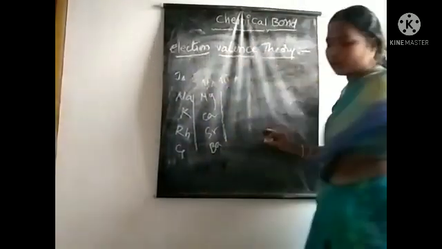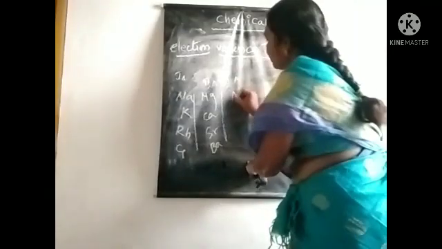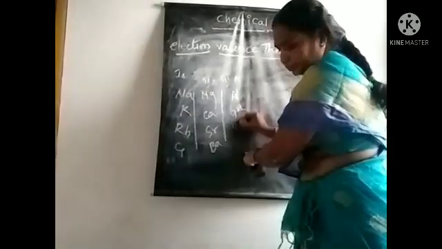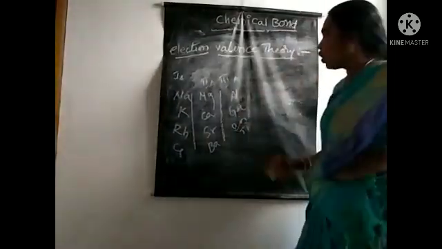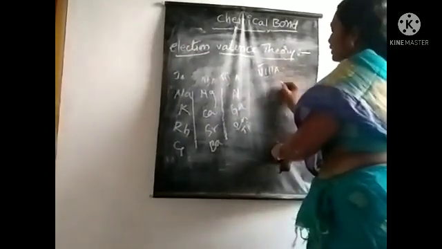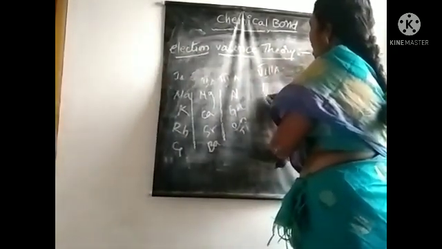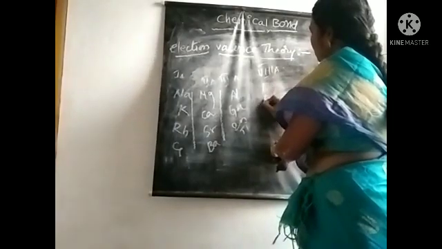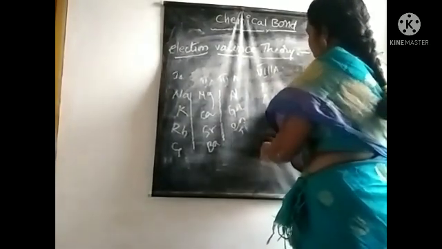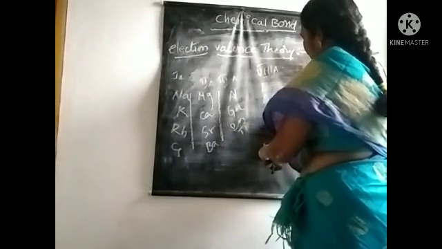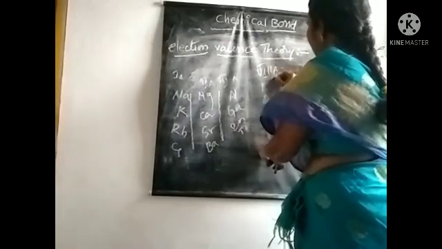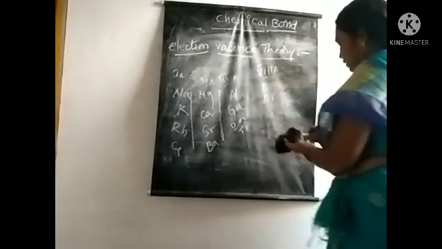Third year group elements: aluminium, gallium, indium, titanium. Here, 8th year group elements, that is neon, argon, krypton, radon, xenon. These are 8th year group elements.